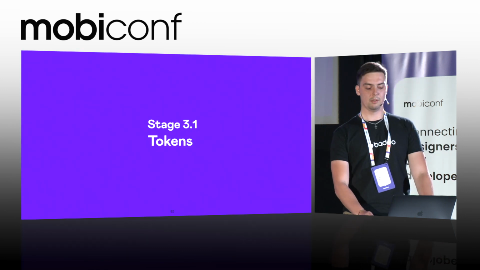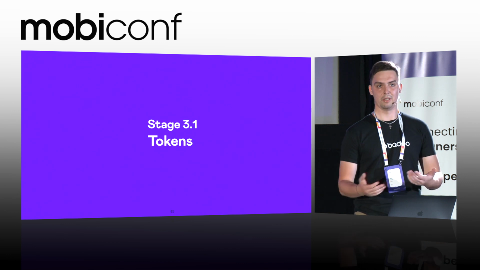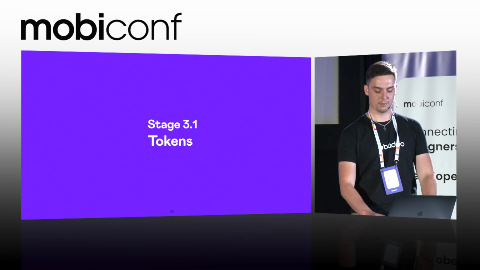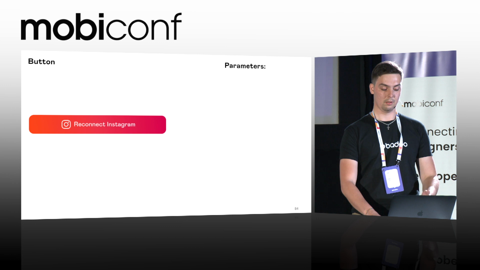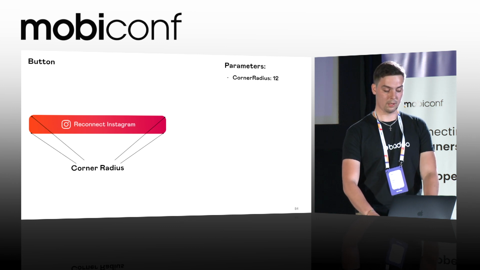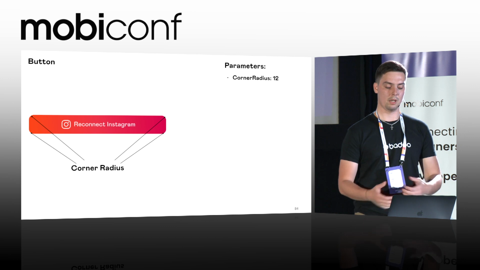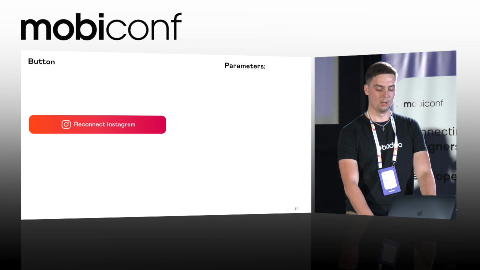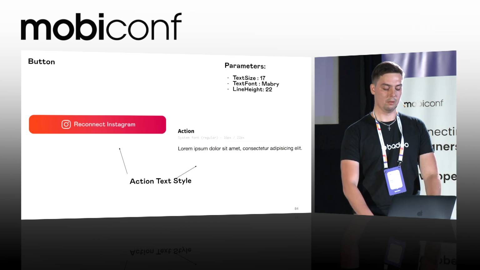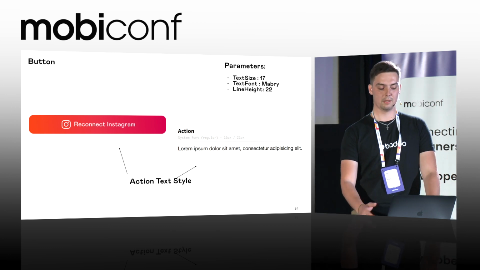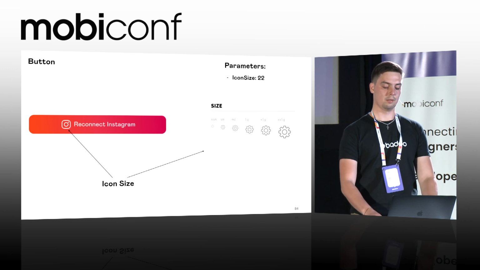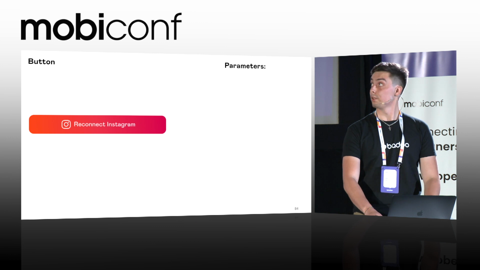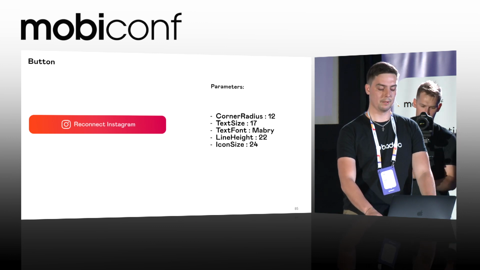And in the theory of design systems, they have tokens. It's the same as UI configuration, basically just key value pairs. Let's try to find tokens here. We have a button on the screen, and let's define its parameters. So the button has a corner radius. It also has a text style with many other parameters like text size, text font, line height. It also has an icon, and the icon has a size. And in total, we have 5 different parameters.